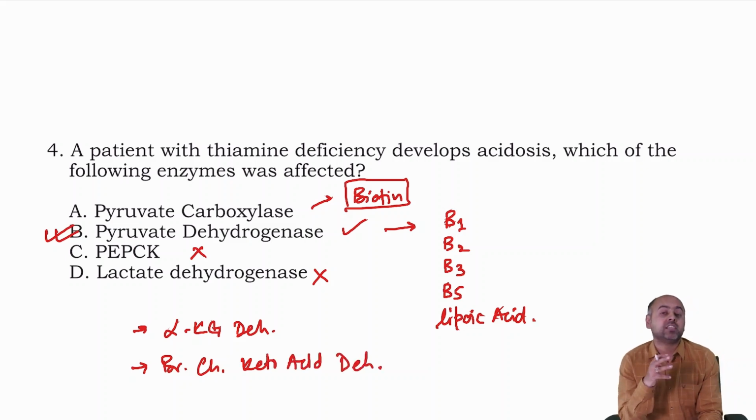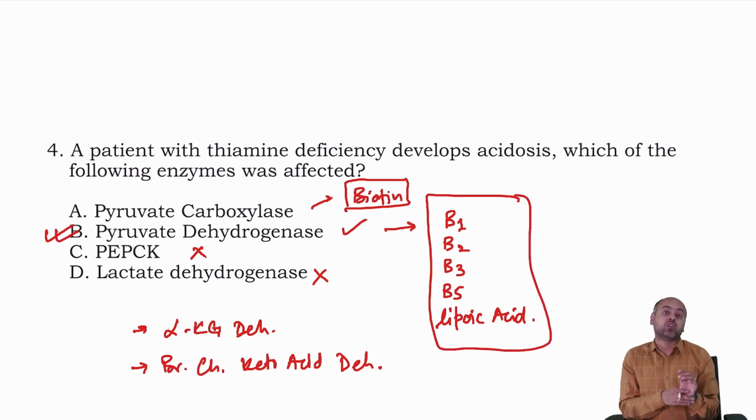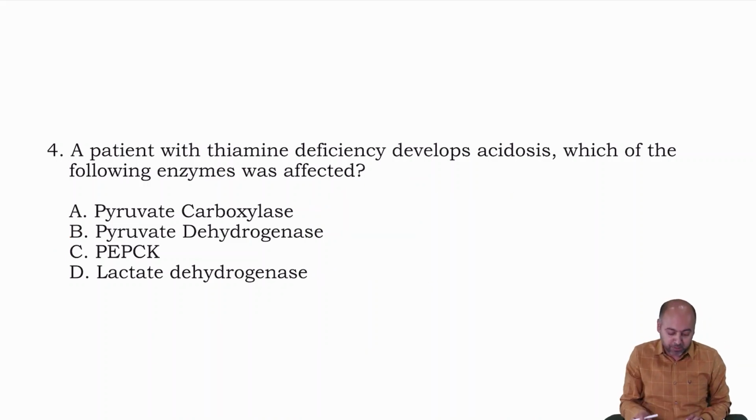All these 3 enzymes are complexes. They are made up of 3 enzyme units and 5 coenzymes. These 5 coenzymes are common in each of these 3 enzymes. Okay, remember this point.